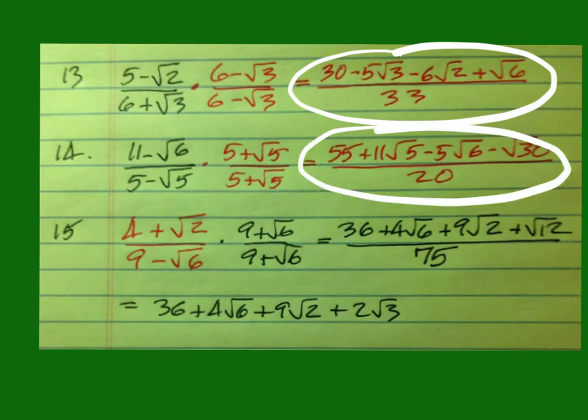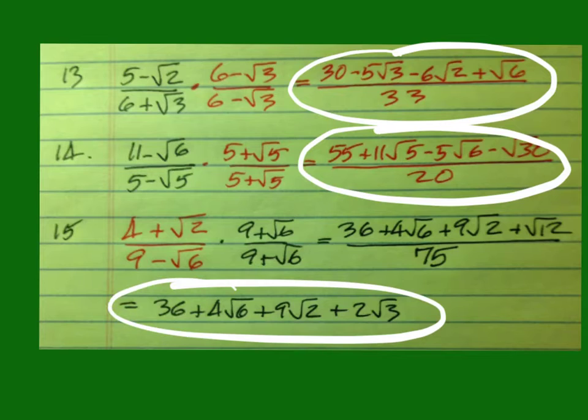And then 14 is (55 plus 11 square root of 5 minus 5 square root of 6 minus square root of 30) over 20. And 15 is 36 plus 4 square root of 6 plus 9 square root of 2 plus 2 square root of 3.